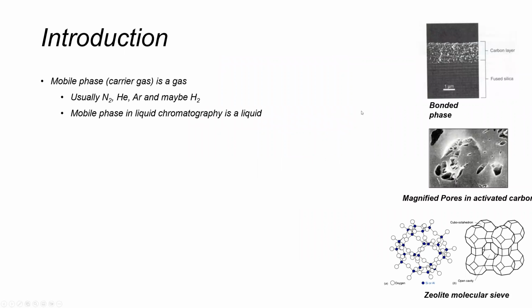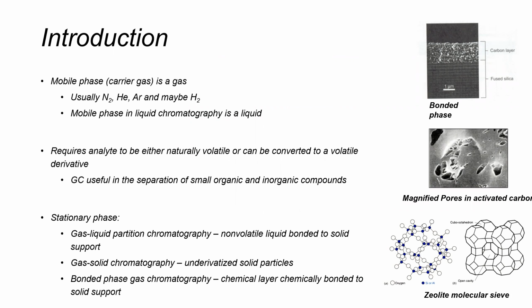So as an introduction, we will be looking at several different factors. The mobile phase, which is going to be our carrier gas in gas chromatography. It's kind of like the solvent, which will carry our analyte through the chromatographic instrument. We'll also be talking about whether the analyte is naturally volatile or can be converted to a volatile derivative. Gas chromatography is useful in separation of small organic and inorganic compounds.